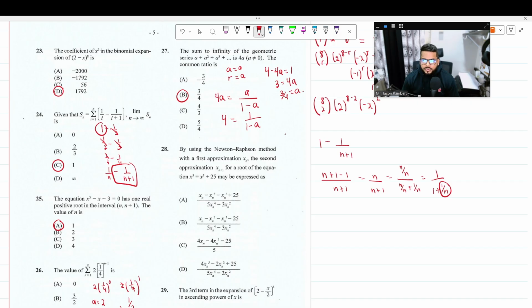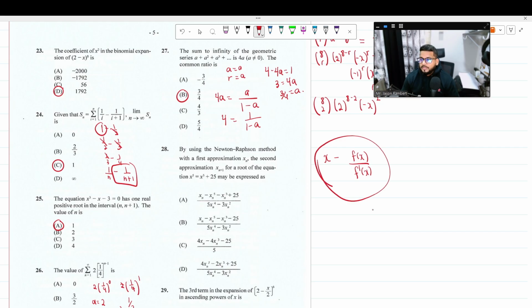By using the Newton-Raphson method with the approximation x sub n, the second approximation x sub n plus 1 for the root of the equation may be expressed as, so for these questions, we just need x sub n. We want to figure out what x take away f of x over f dash x is. Wherever this is, that's my answer. All I have to do is replace x with x sub n, and that is it.